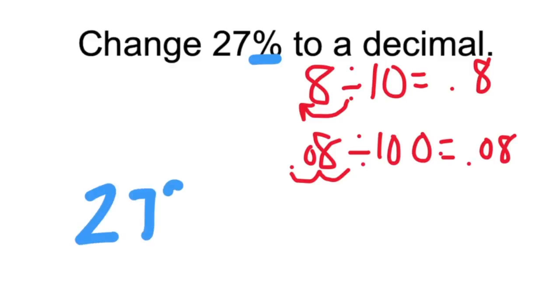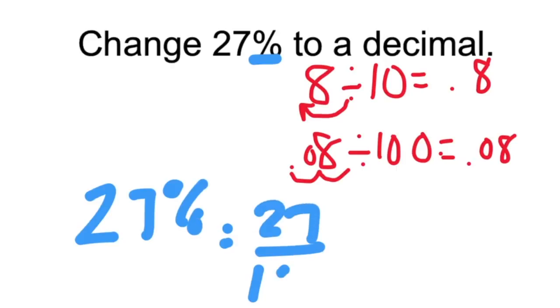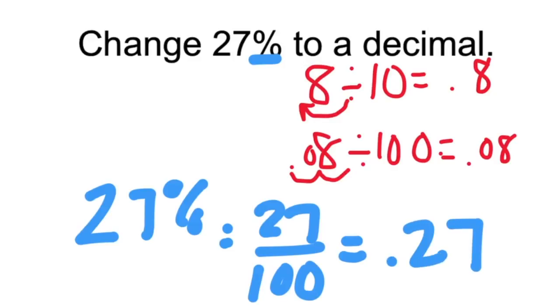27% means 27 out of 100. Because it's over 100, that's the same as dividing it by 100. So you move the decimal over twice. It's always moved over to the left twice when you change a percent to a decimal.